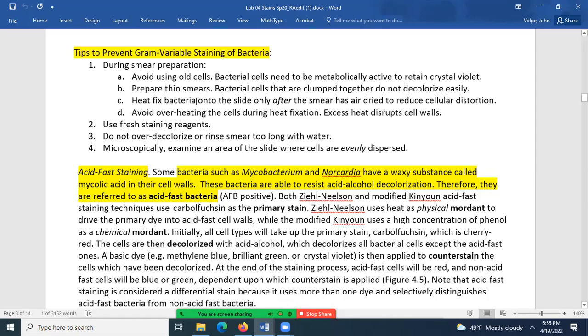And then heat fix the bacteria only after the smear is air dry. If you heat fix and the cells are still wet, you'll get boiling in the cell, and that'll put holes in the membrane of the cell as well as the cell wall. And then that can allow the dye to enter when it shouldn't. And then avoid overheating the cells, avoid overheat fixing.